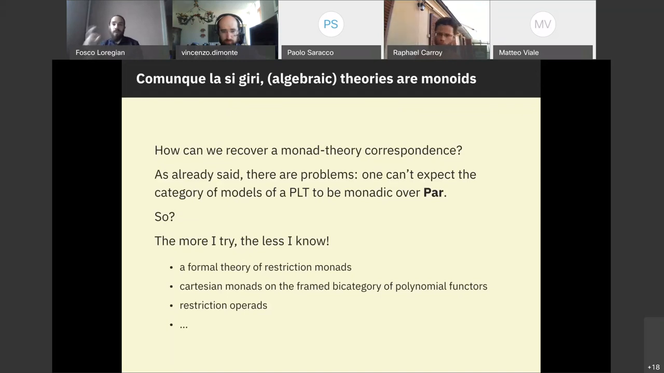So I would really love to see in which sense, or to have a counterexample, that in this setting, algebraic theories, even partial algebraic theories, are monoids of some kind. And I tried as hard as I could to find this monad theory correspondence, but I couldn't. This doesn't mean it's false. It just means I'm not good enough to find it. I tried everything I had in mind.